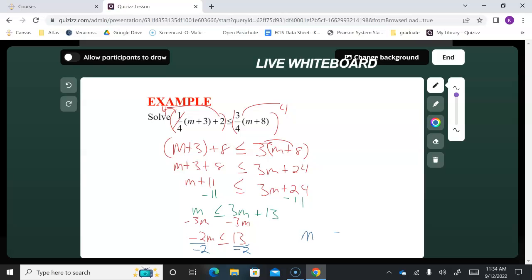It's not an equal sign. Oh, sorry. Y greater than? Because we divided by a negative.